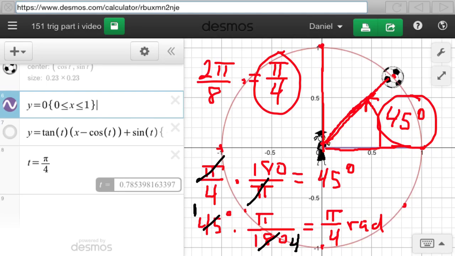Okay, so that's what I did. That process will always work when I'm trying to convert between radians and degrees. Right, when I want to go from radians to degrees, I multiply by 180 over pi. When I want to go from degrees to radians, I multiply by pi over 180. And then I just simplify it, right? Cross cancel, things like that. Okay.